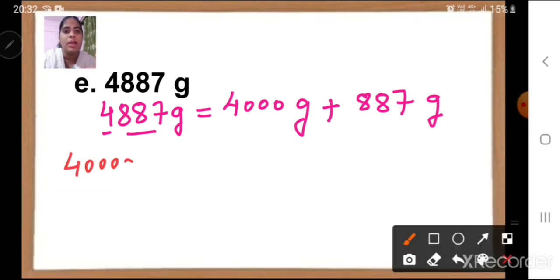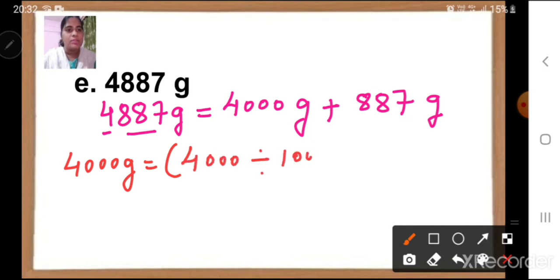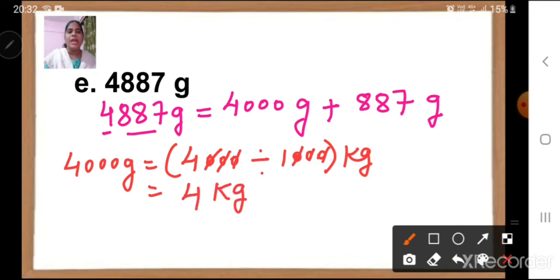4,000 gram is equal to, okay, how will we convert? We have to divide by 1000. 4,000 divided by 1000 kilogram, correct? So when we divide, we will get the answer as 4. It is 4 kg. Now we have converted this part. Okay, so we will get our final answer.